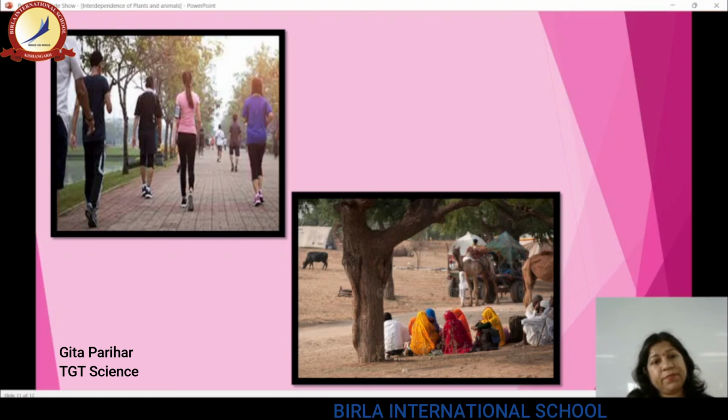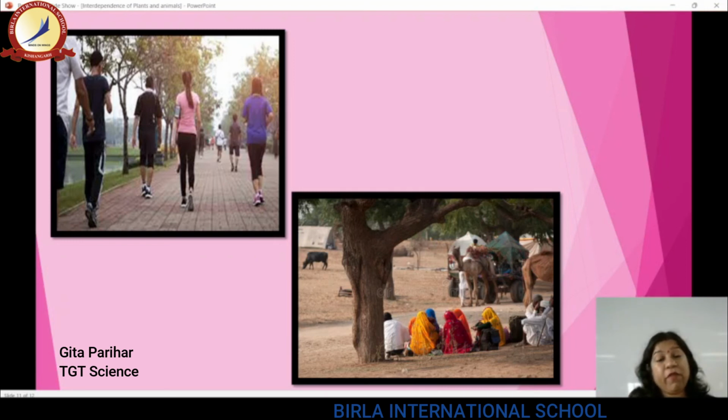You must have seen people taking a walk in the daytime and travelers taking rest under the shade of the trees. These people say that they are getting fresh air or pure air. Now, what is this fresh air and pure air? This fresh air is nothing but the air which is rich in oxygen. Plants, during the daytime, perform photosynthesis and they release oxygen to the atmosphere.